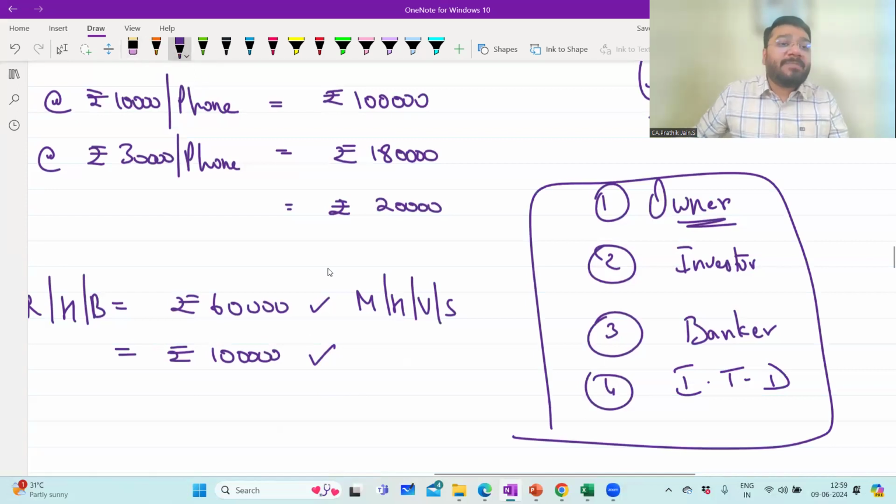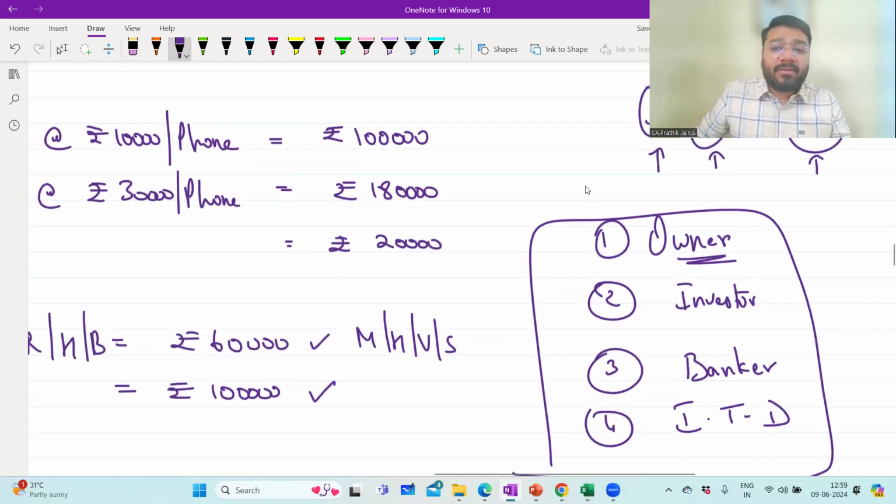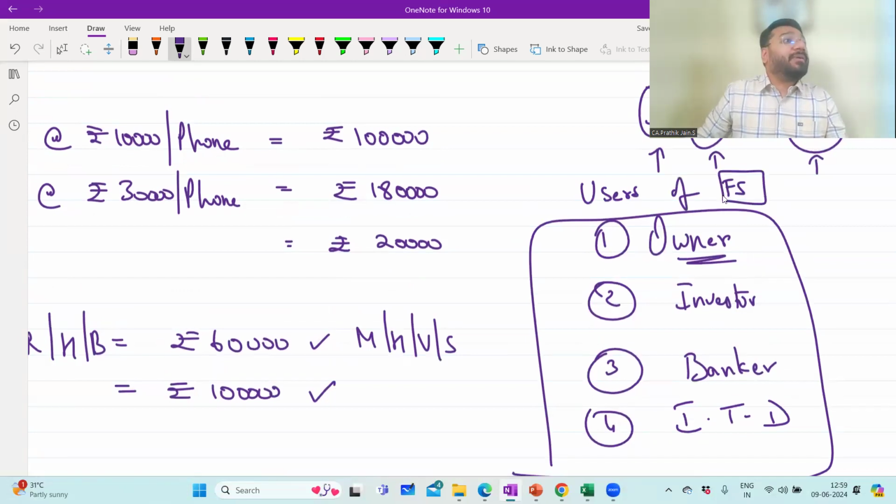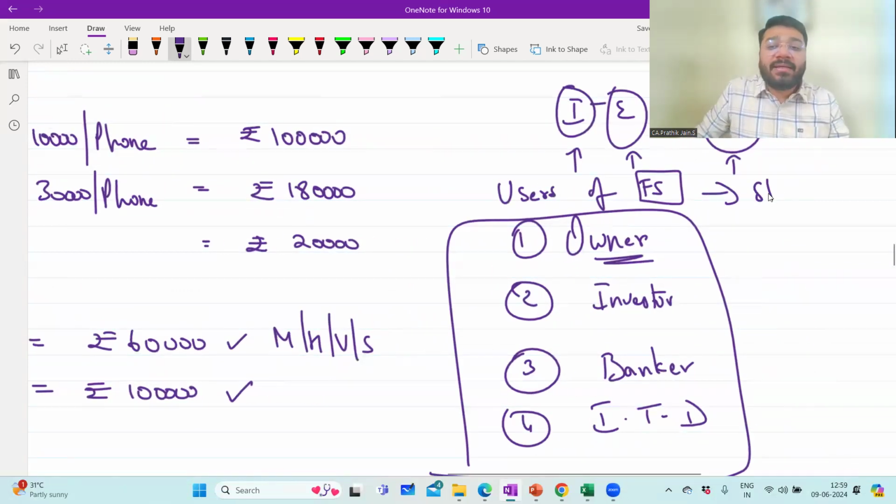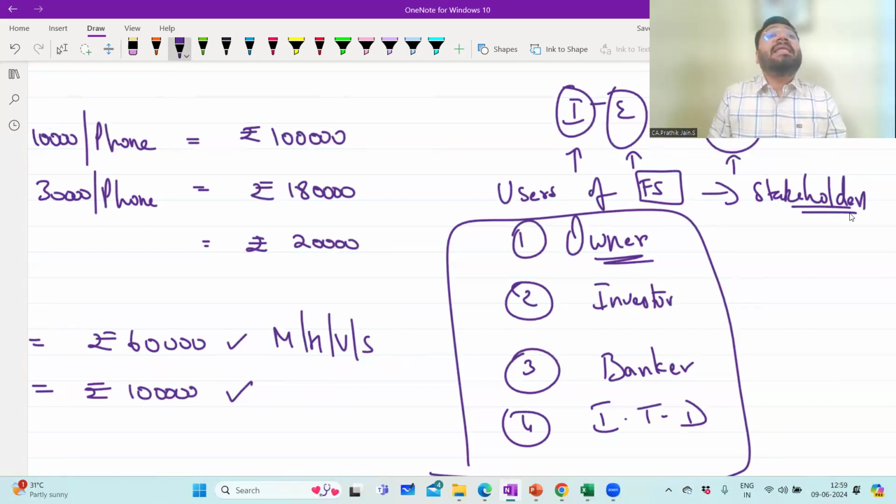Sir, who are these people? These people are called users of financial statement. Now, what is a financial statement? We'll discuss. In other words, I call them stakeholders. Stakeholders are the people who are dealing with the business. Anybody who is dealing with the business and has some significant influence in the business is called a stakeholder. Which means, if the business is doing good, we will do good. If the business is doing bad, we will do bad. If there is a direct relation between the doing good and doing bad of these people, we call them stakeholders.